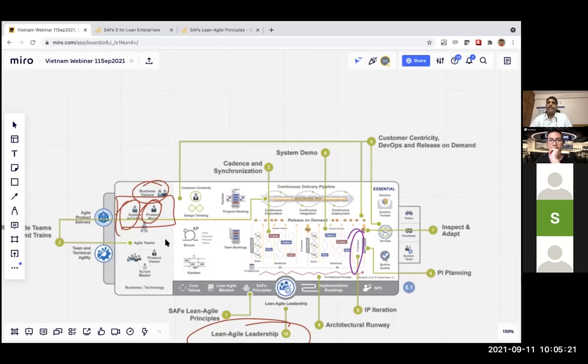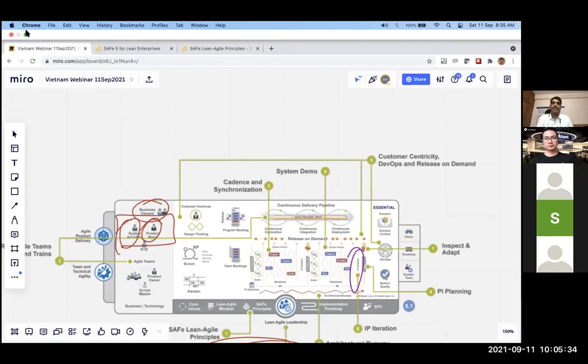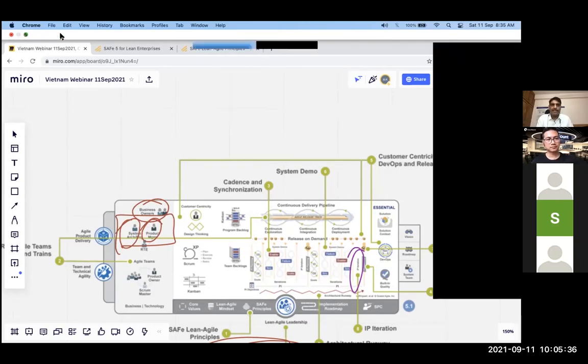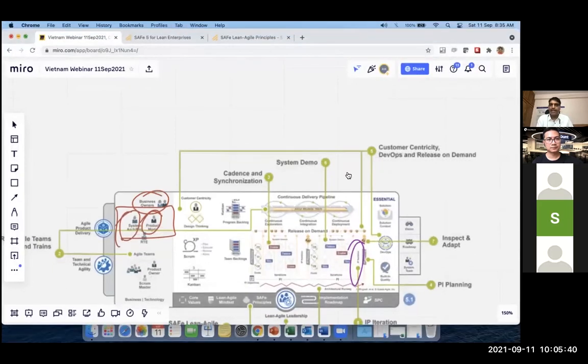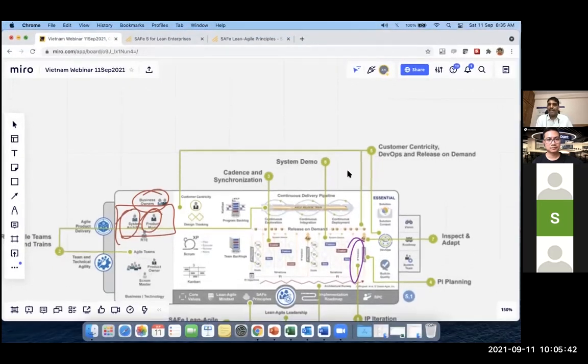Okay, so again, SAFe has a constraint of around 150 people for one agile release train. Typically, when it moves beyond 150, we would have 2 or more agile release trains. This is where the next configuration also comes in, which is called Large Solution. We can actually have multiple agile release trains working together.